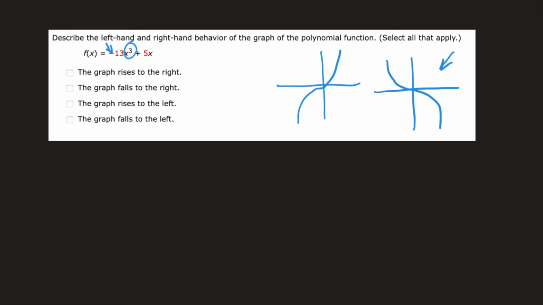So as x approaches negative infinity, it's going up. And as x approaches positive infinity, it's going down. So the graph rises to the right, that is not correct. Graph falls to the right, that is correct. Graph rises to the left, that is also correct. And graph falls to the left, that is not correct.